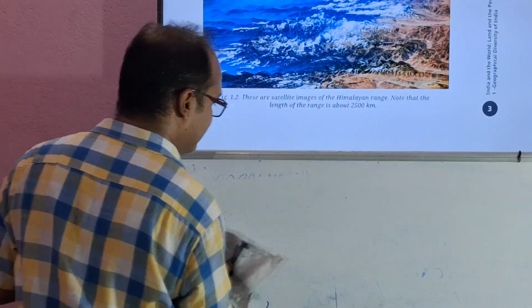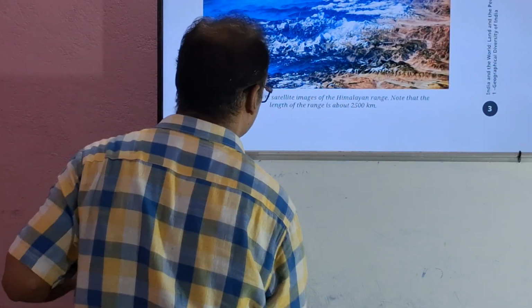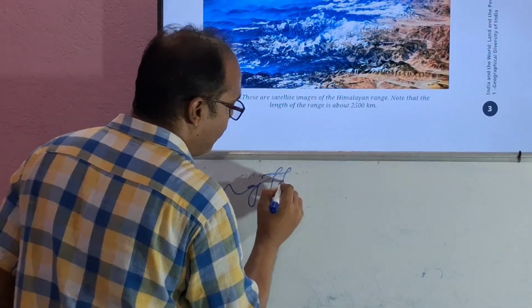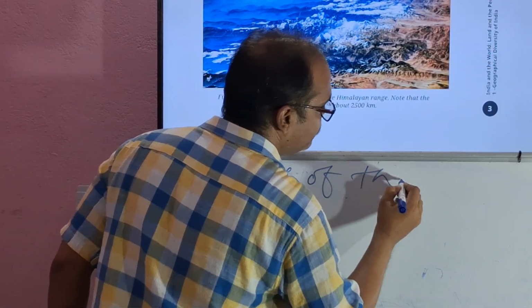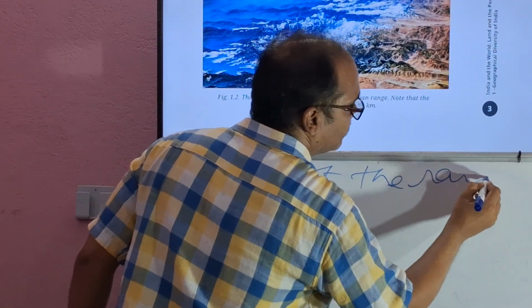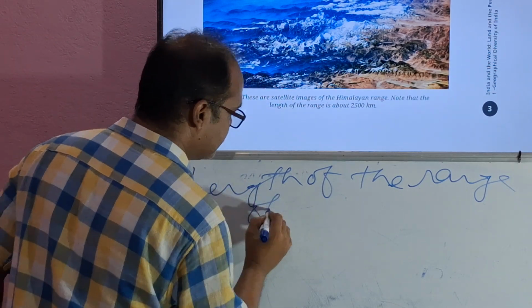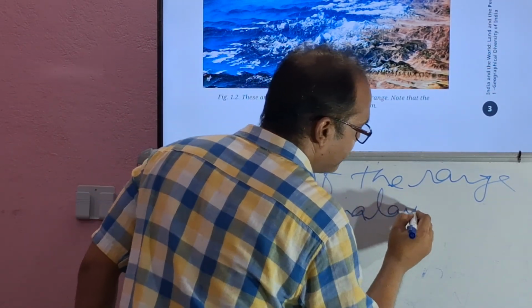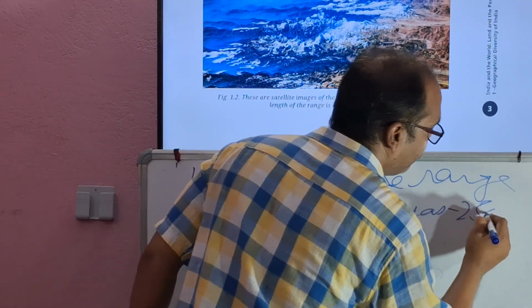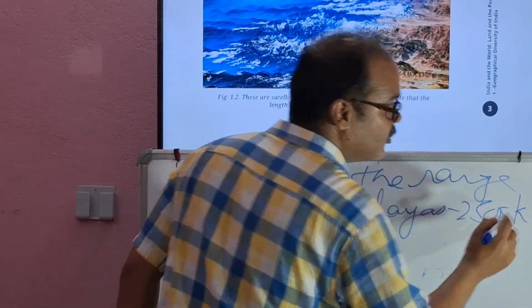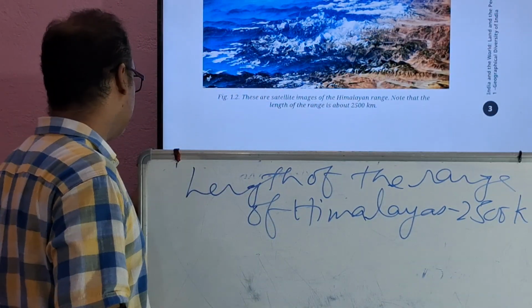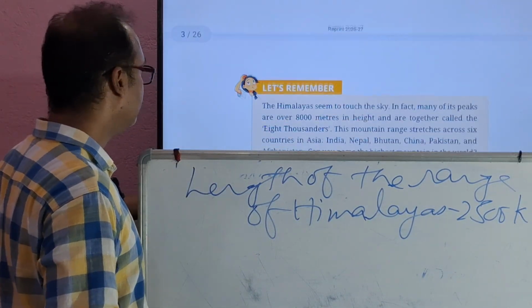Just remember it. What is the length of the range of Himalayas? How much is it? It is 2,500 kilometers. Now you can understand 2,500 kilometers. It's a very broad range.